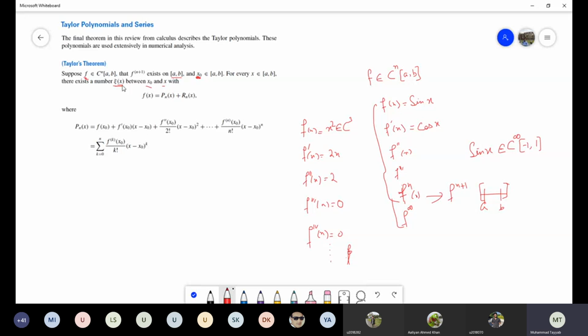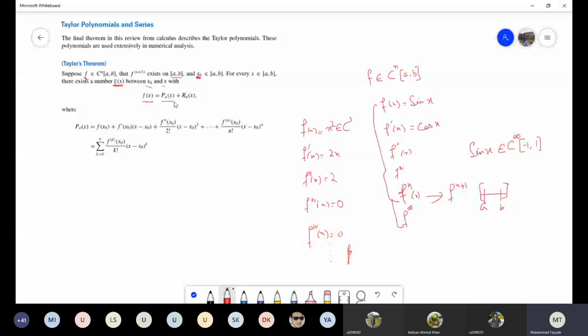So suppose this is the function, and this function is separated into two polynomials, Pn of x and the other polynomial Rn of x. The Pn of x is the Taylor polynomial or the Taylor series, and the Rn of x will define the error. The error will be defined as he has defined here, where Pn of x is the Taylor series.